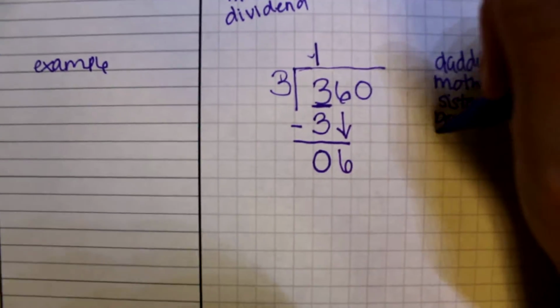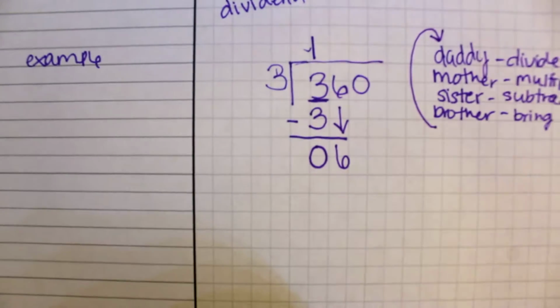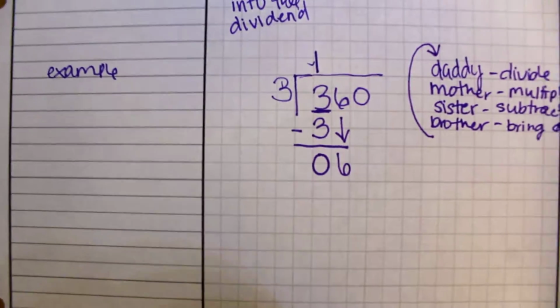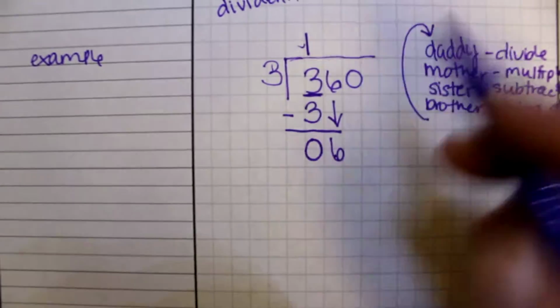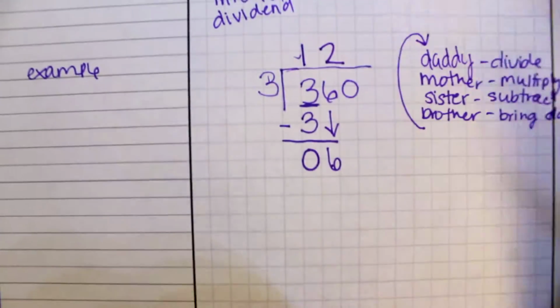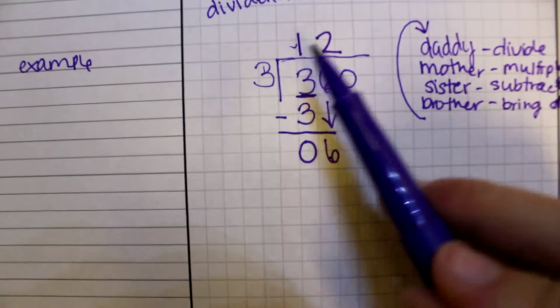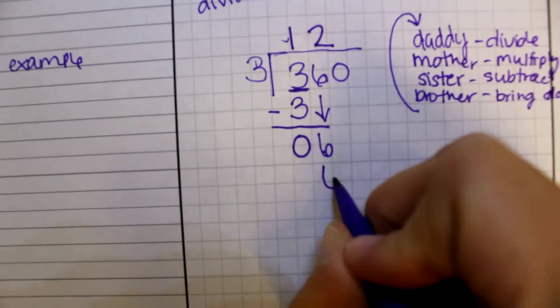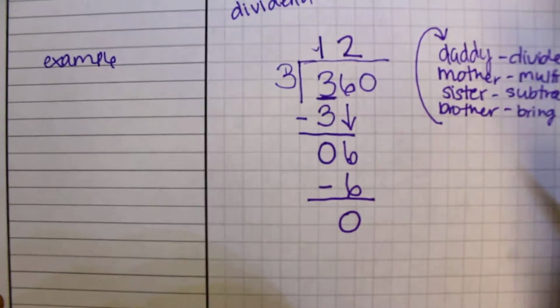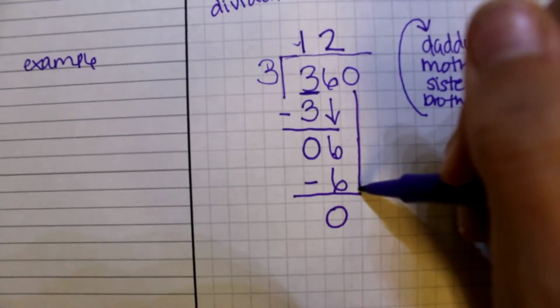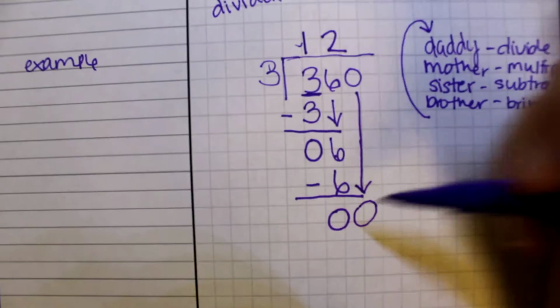Okay, something that you need to remember is that we always repeat these steps. So I go ahead and look at 3 divides into 6. How many times? 3 can divide into 6 2 times. I take my 3 and multiply it by my 2. I get 6. Sister says subtract, and I get nothing left over. My brother then says if there's any numbers left over, you need to bring that number down.